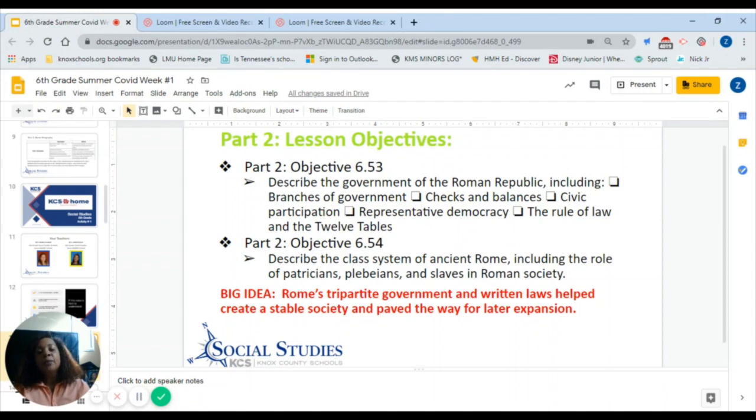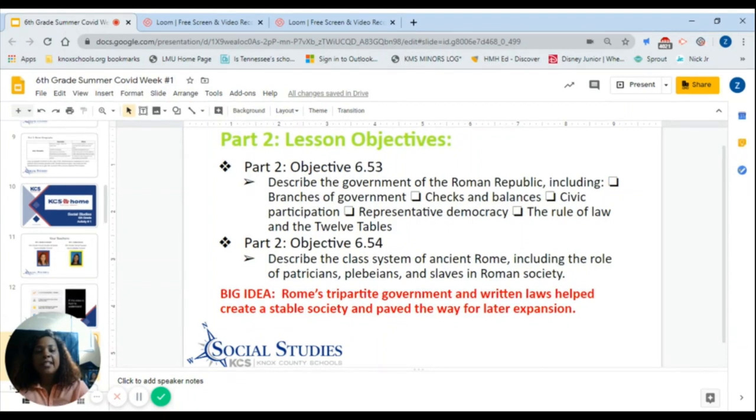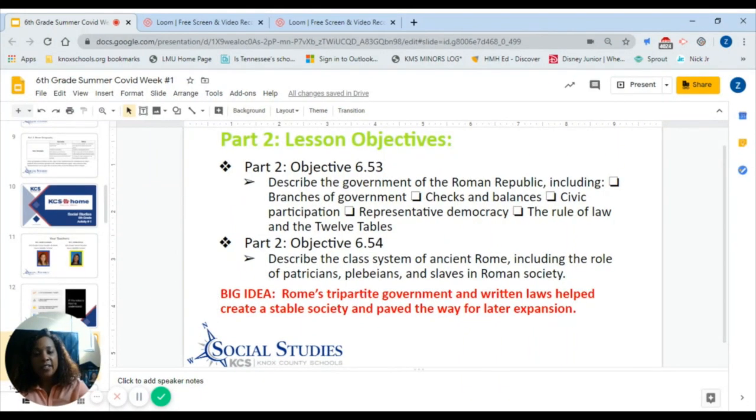Part 2 lesson objectives are 6.53, 6.54. The big idea to keep in mind throughout the lesson is Rome's tripartite government and written laws help create a stable society and pave the way for later expansions.